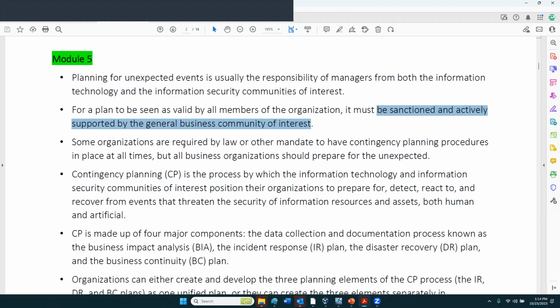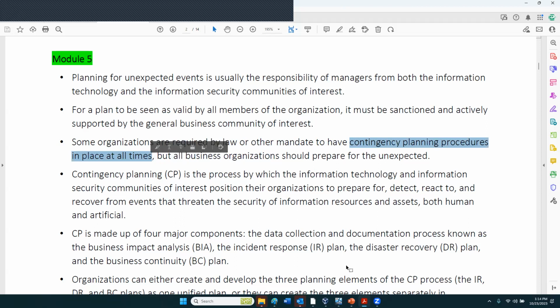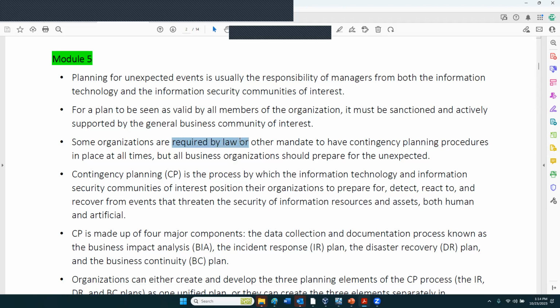Some organizations are required by law or other legal statutes, right? Other mandates to have contingency planning procedures in place at all times. Hospitals are a great example, or certain financial institutions. If bank account data is compromised, credit card account data is compromised, these institutions are required by law to respond and to follow through with certain contingencies and to notify the people whose data was affected, right?